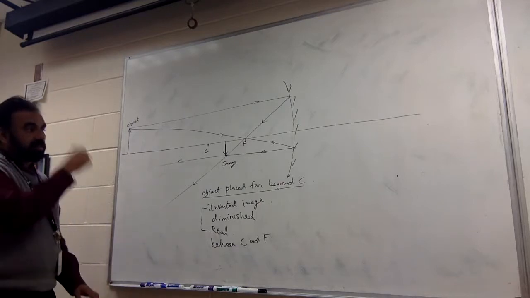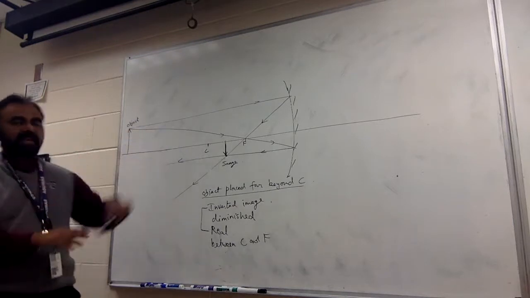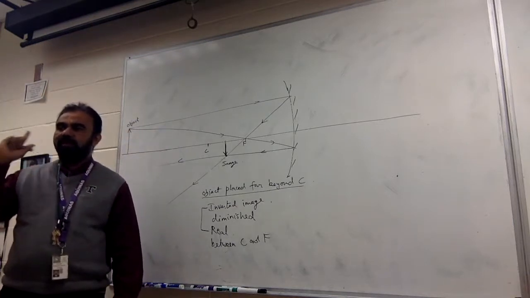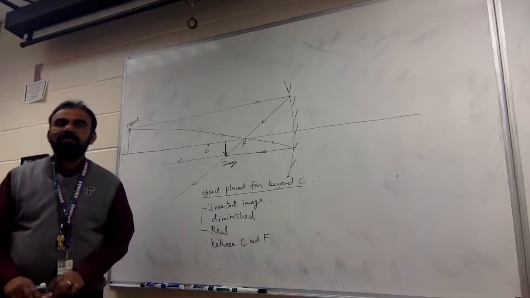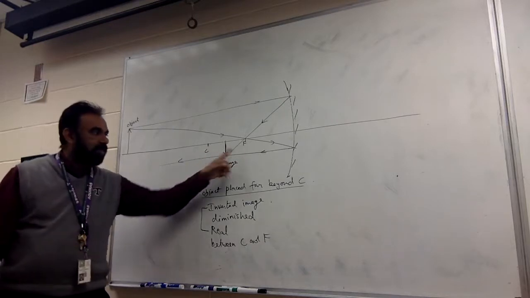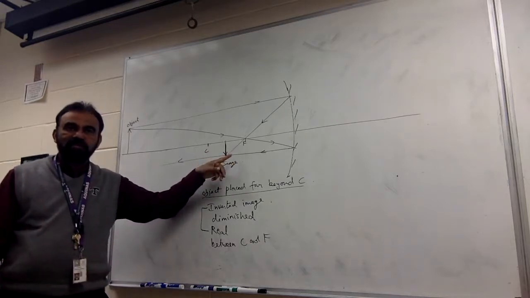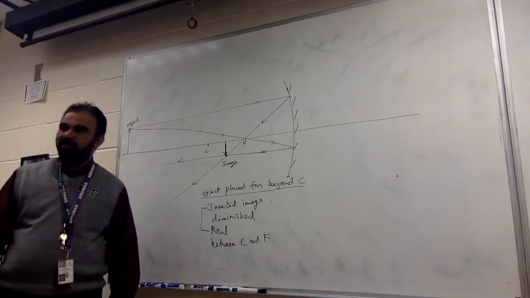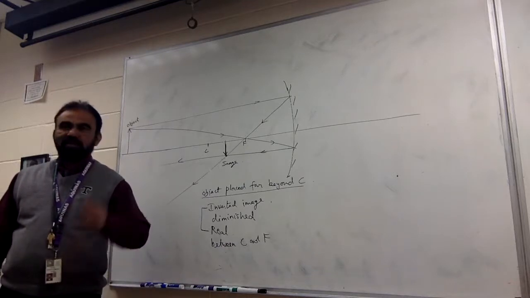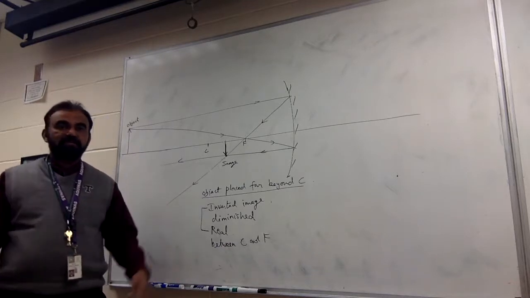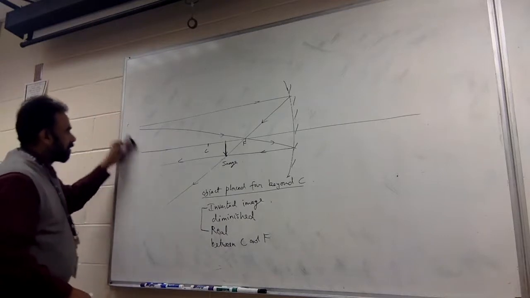Okay, this is your first picture. So, what does this say? When the object is far away, image is formed where? It's between the center of curvature and the focus. And what kind of image is expected to be formed? It's an inverted image. It's real, therefore. And it is smaller, diminished.